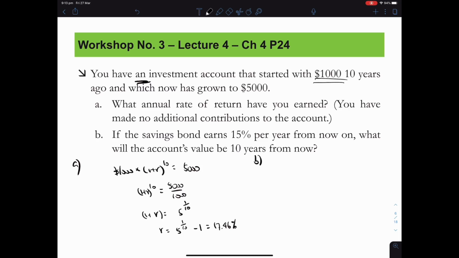So for part B, if the savings bond, so we haven't actually introduced bonds just yet. We'll talk about that in week 6. If the savings bond earns 15% per year from now on, what will the account value be 10 years from now? So that means now the interest rate changed to 15%. What is the value 10 years from now? So that's future value. Future value equals what we have today, which is 5,000, times the new interest rate, 1.15, to the power of 10, and that would give you $20,227.79. That's it. It's pretty straightforward.